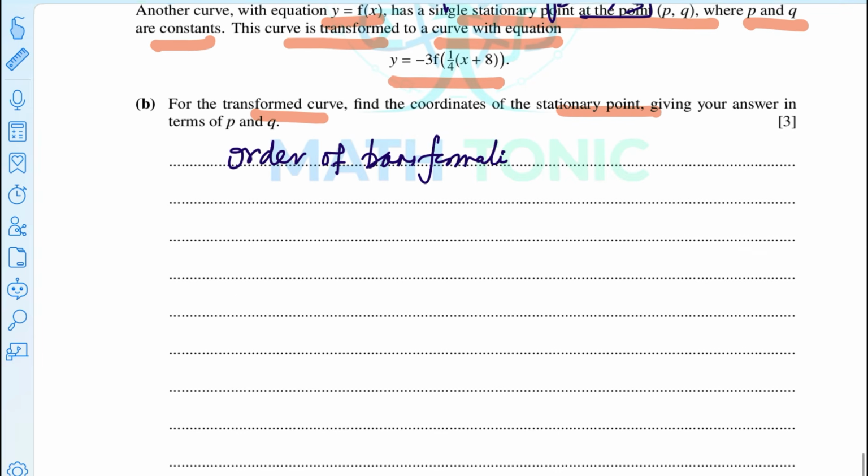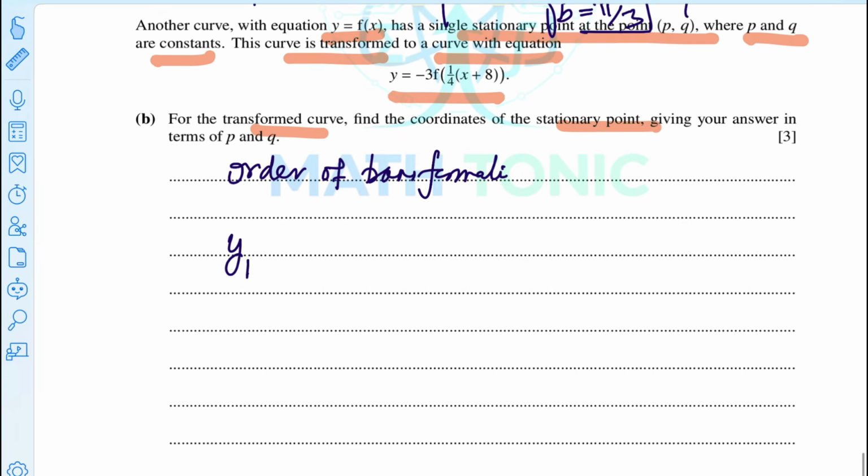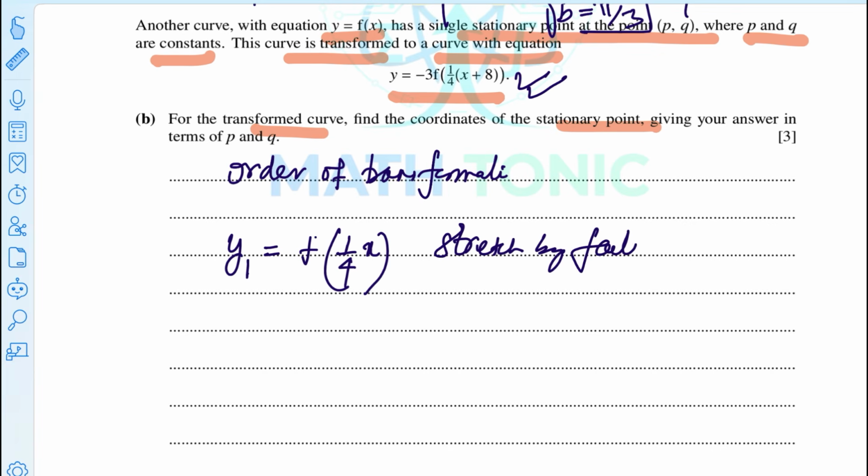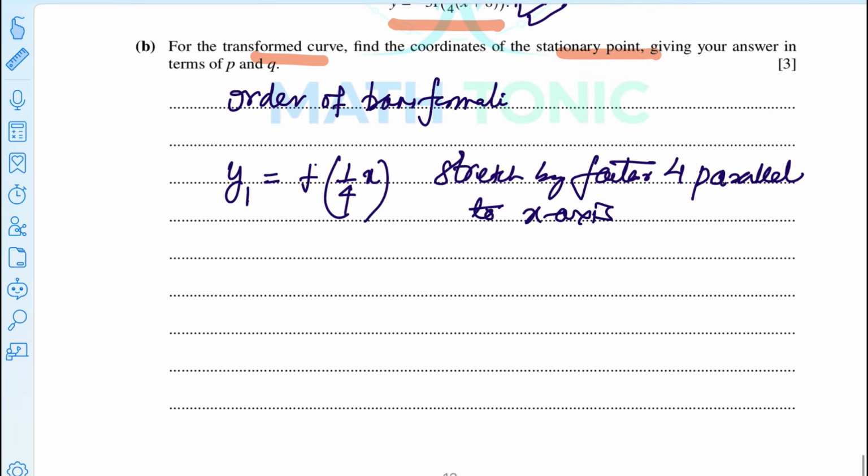The order of transformation: first I will take y1, for example. So y1 equals f(x), it was there. Now because I need to make f of 1 over 4 x, this is a stretch by factor 4 parallel to the x-axis. So this point (p, q) becomes (4p, q). Got it? (p, q) becomes (4p, q). Clear?